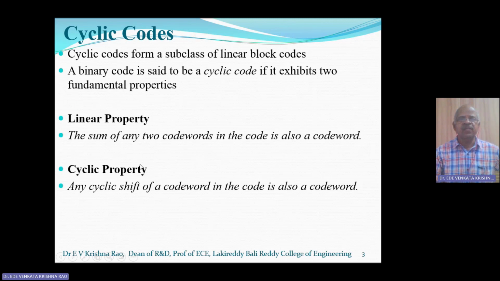The properties of the cyclic code are, one, the linear property, and the other, the cyclic property. The linear property is that the sum of any two code words is also a code word. That is linear. And the cyclic property is that a cyclic shift of any code word is also a code word. So the cyclic code exhibits the fundamental properties of linearity and cyclicity. We generate an n-bit code word from the k message bits.